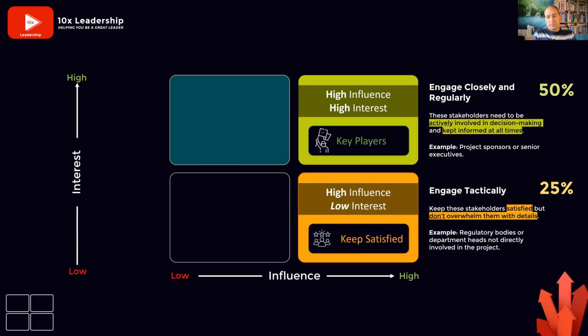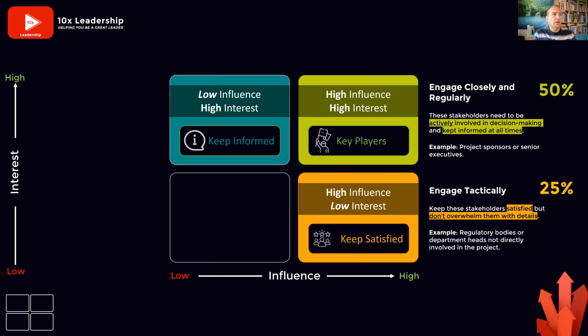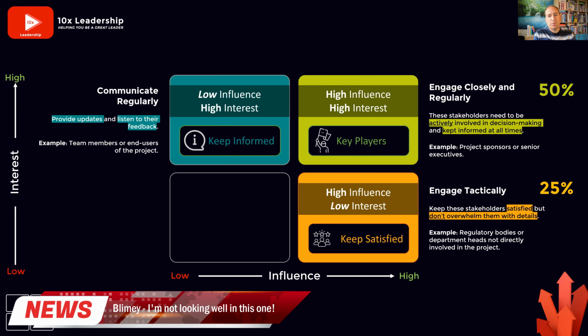Just going to move that little axis out of the way so we can have a look at the next one. So the next one is low influence, but high interest. These people you need to keep informed. And the way that you do that is you communicate with them regularly. You provide updates and you listen to their feedback. And typically this is team members or the end users of the project. If they're end users of the project, you're going to want to know what they're going to say anyway. But they don't have a massive say over how the project is delivered.